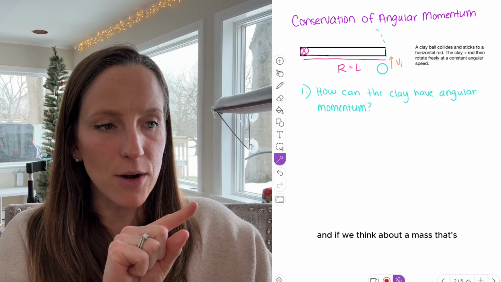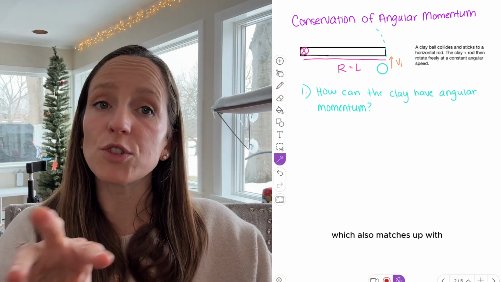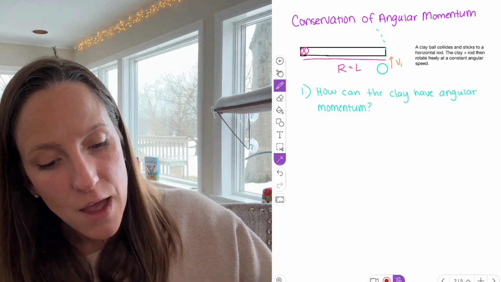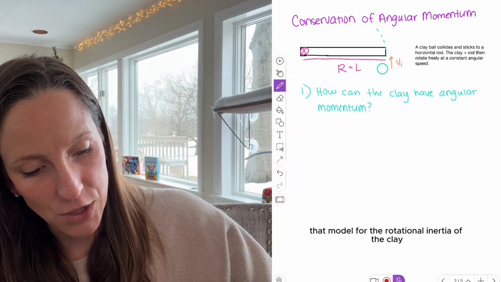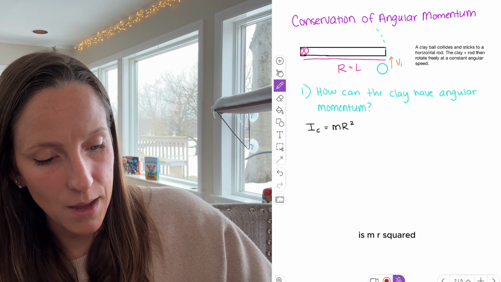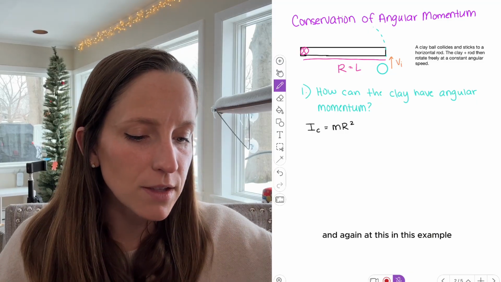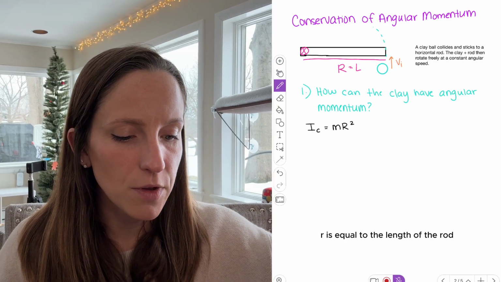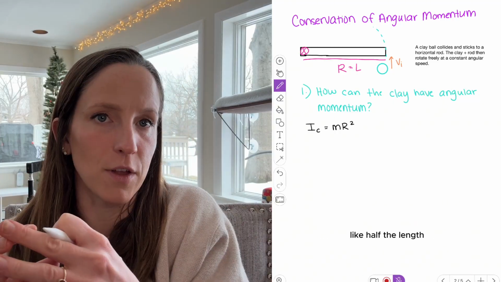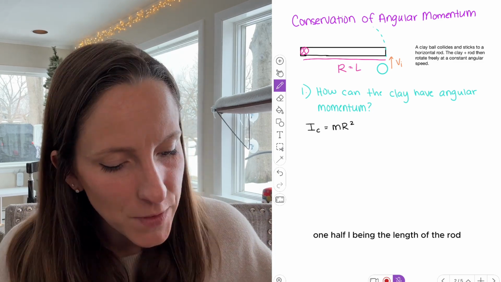And if we think about a mass that's rotating on the end of a string, which also matches up with a hoop because you have all the mass rotating around the outside, that model for the rotational inertia of the clay is mr squared. And again, in this example, R is equal to the length of the rod, but say you have the clay ball hitting at half the length. You could model R as 1/2 L, L being the length of the rod.